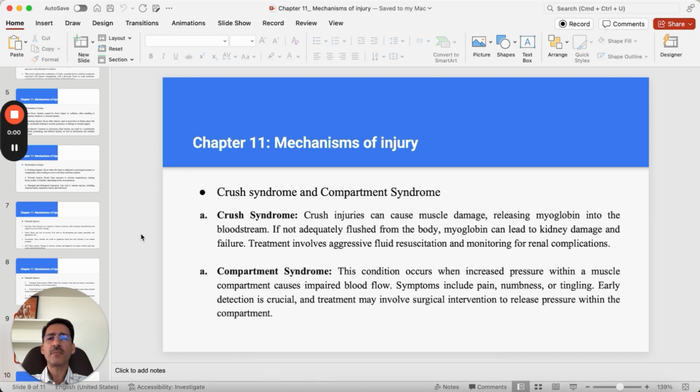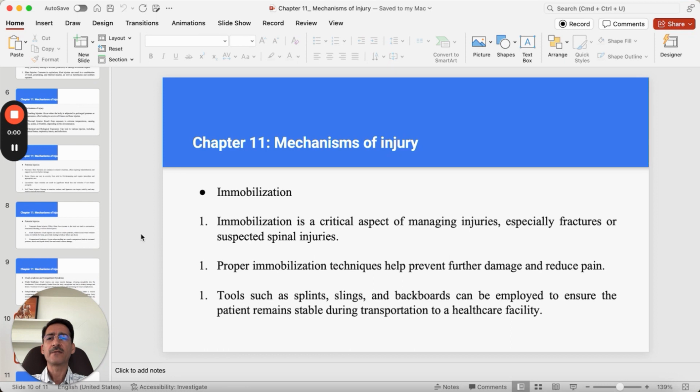Crush syndrome and compartment syndrome. Crush syndrome injuries can cause muscle damage, releasing myoglobin into the bloodstream. If not adequately flushed from the body, myoglobin can lead to kidney damage and failure. Treatment involves aggressive fluid resuscitation and monitoring for renal complications. Compartment syndrome. This condition occurs when increased pressure within a muscle compartment causes impaired blood flow. Symptoms include pain, numbness, or tingling. Early detection is crucial and treatment may involve surgical intervention to release pressure within the compartment.